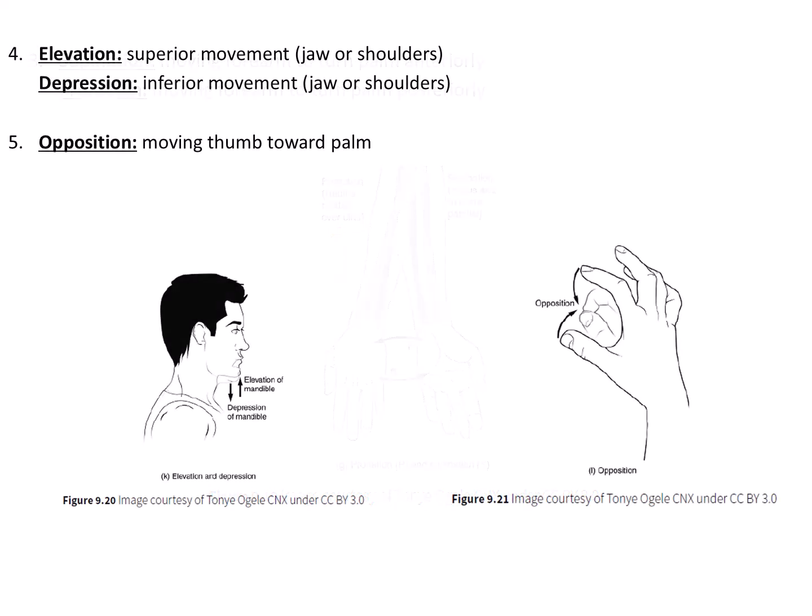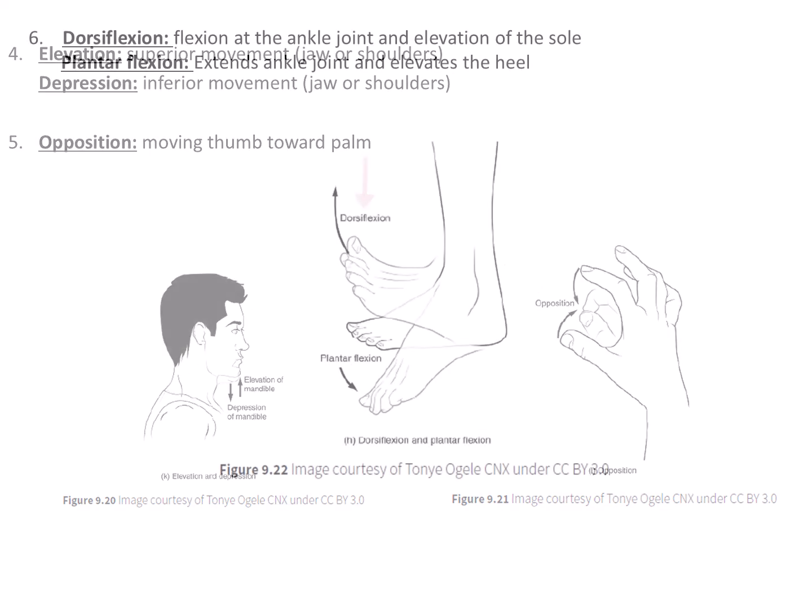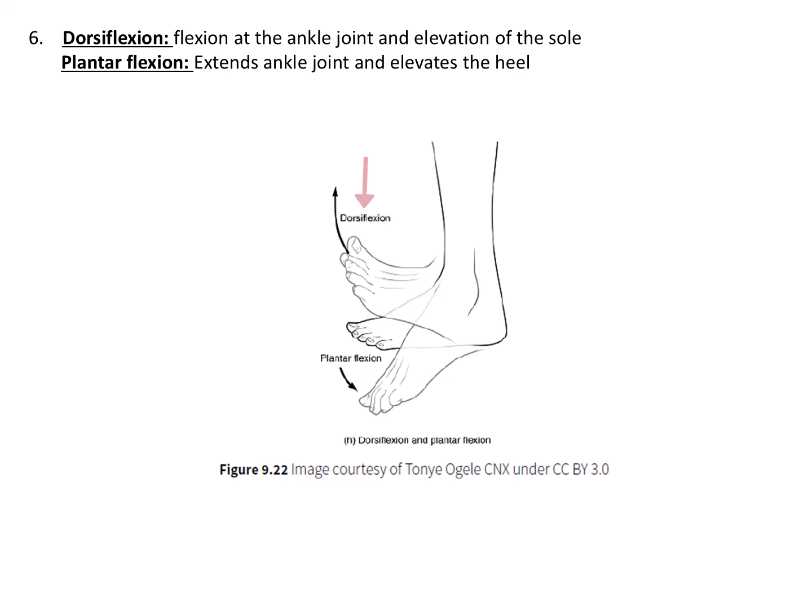With elevation, you are bringing the jaw up, or you're bringing the shoulders up. And with depression, you're opening your mouth. Opposition is when you move your thumb to your pinky finger. With dorsiflexion, you're bringing your foot up, and with plantar flexion, we're pushing it back down.